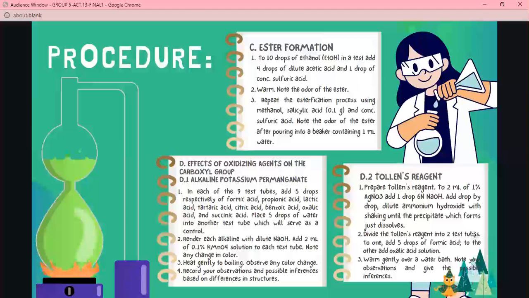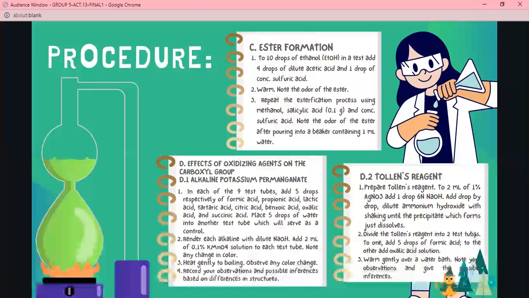For the ester formation, first, to 10 drops of ethanol in a test tube, add 4 drops of dilute acetic acid and 1 drop of concentrated sulfuric acid. Second, warm and note the odor of the ester. And third, repeat the esterification process using methanol, salicylic acid at 0.1 grams, and sulfuric acid. Note the odor of the ester after pouring into a beaker containing 1 ml water.